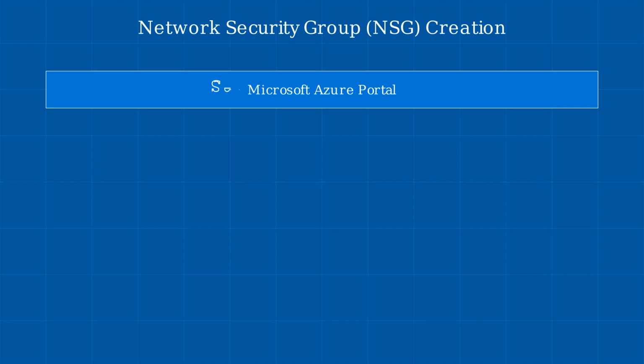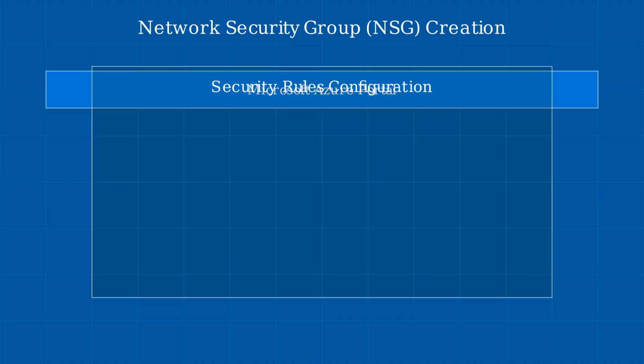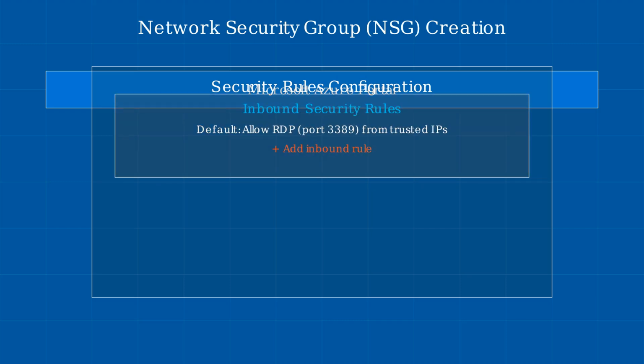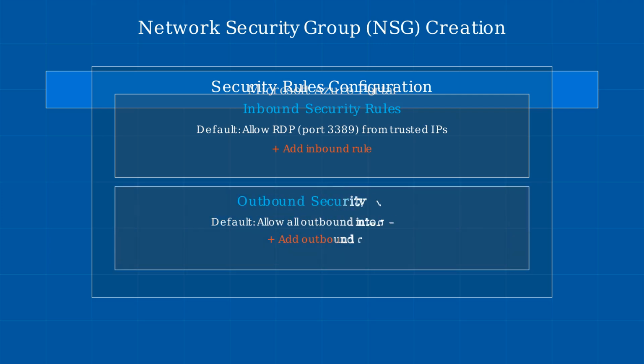Now it's time to configure security rules for your NSG. These rules determine what traffic is allowed or denied. For inbound rules, you might want to allow RDP or SSH access from specific IP addresses for secure VM administration. For outbound rules, the default is to allow all traffic, but you can restrict this to only allow traffic to specific services or destinations.